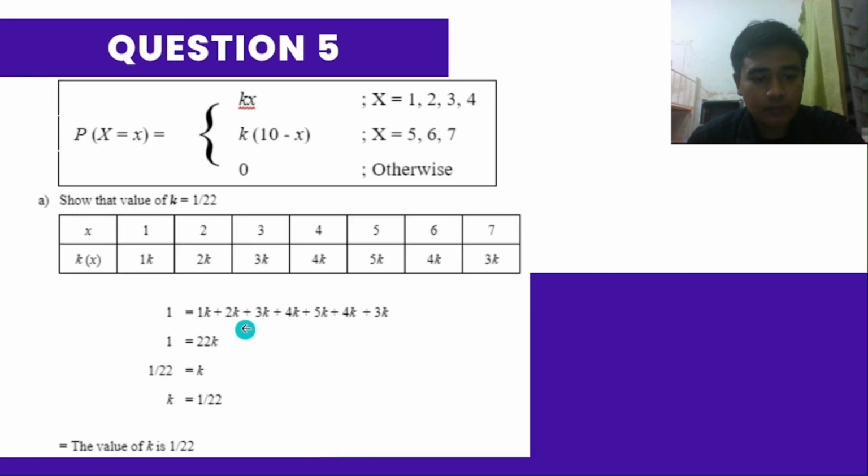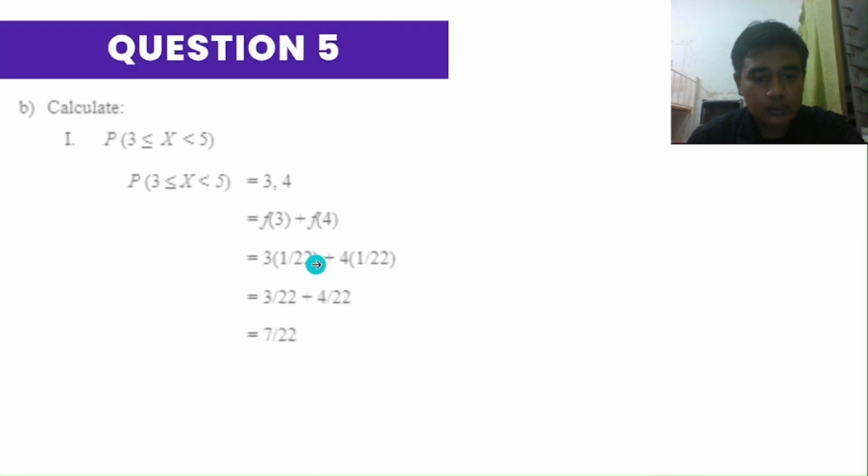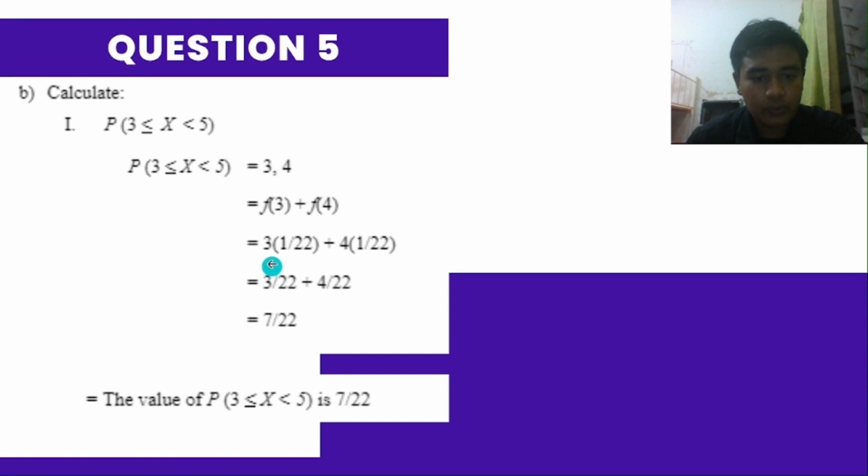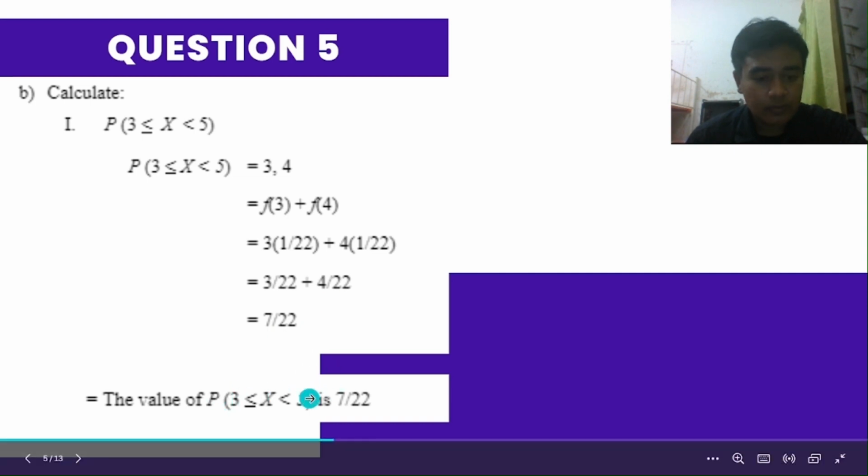Since we got it from here, then we just need to add both of them, and after substituting it with the 1 over 22, we got the value, and then we just need to add it up. Then we get 7 over 22. Then the total value for the P for the range is 7 over 22.